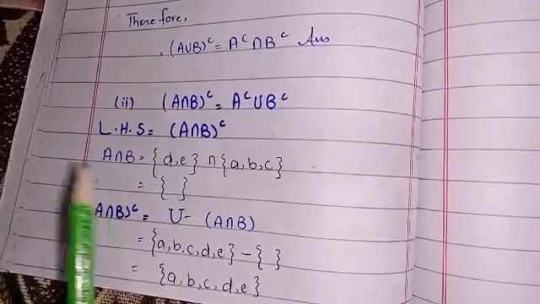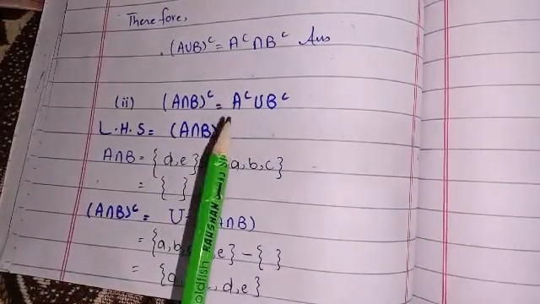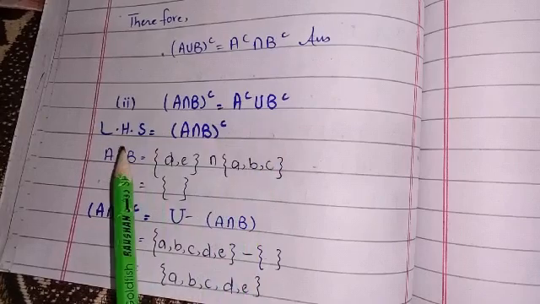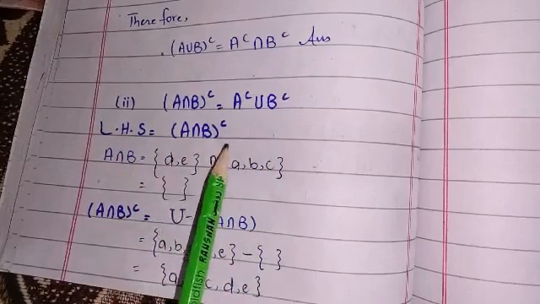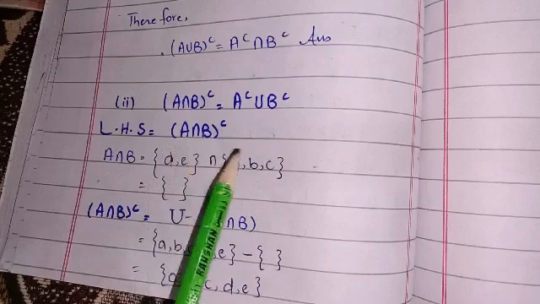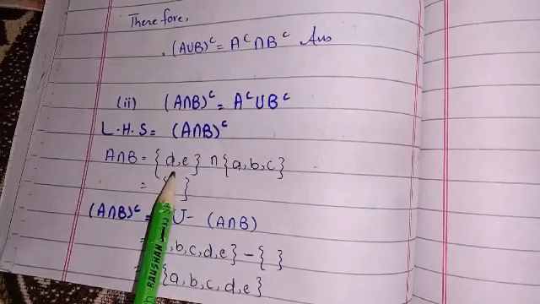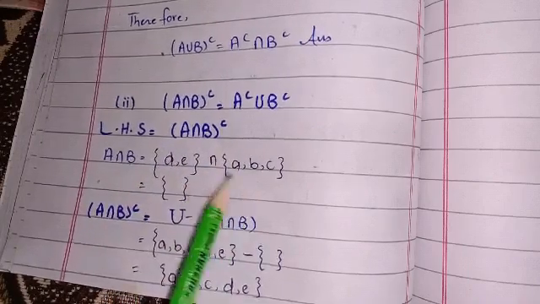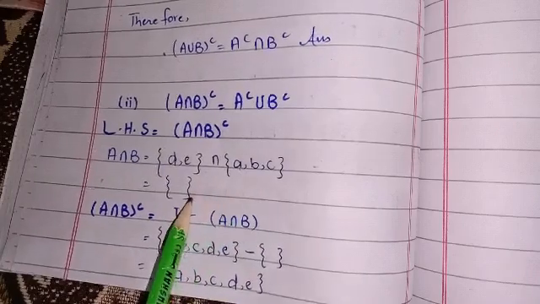Here is our second law. (A intersection B) whole complement is equal to A complement union B complement. Left hand side is equal to (A intersection B) whole complement. First we will find out A intersection B. Here we write first A set, then intersection, then our B set. There is no common element in both sets, so we will write the empty set.